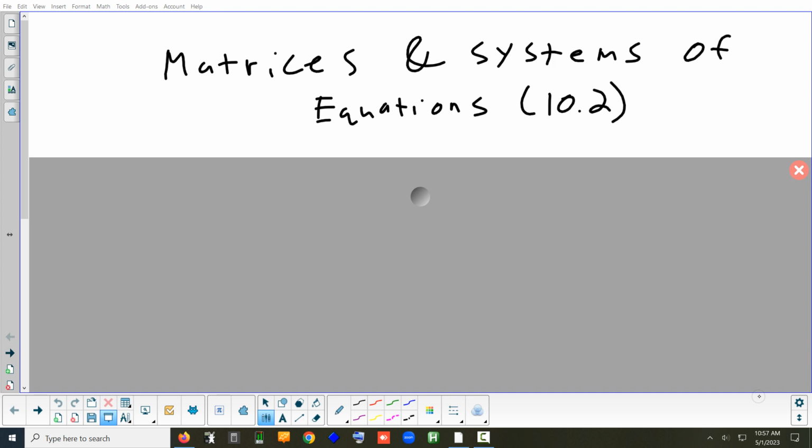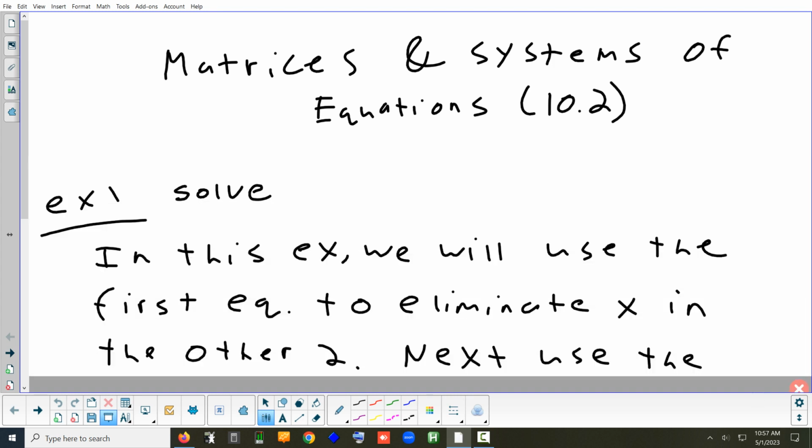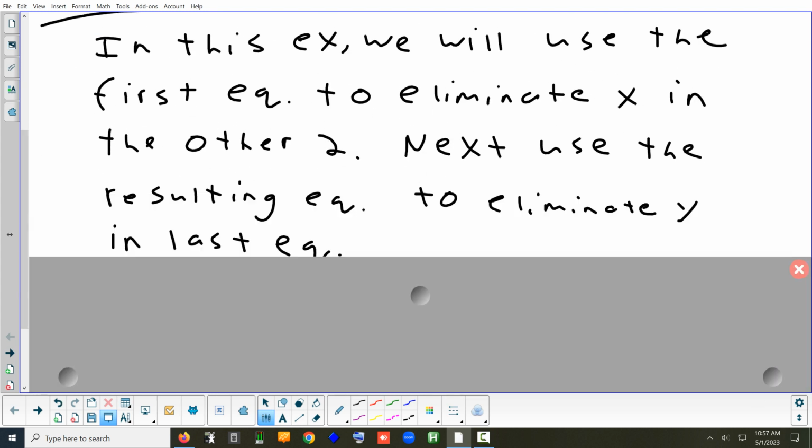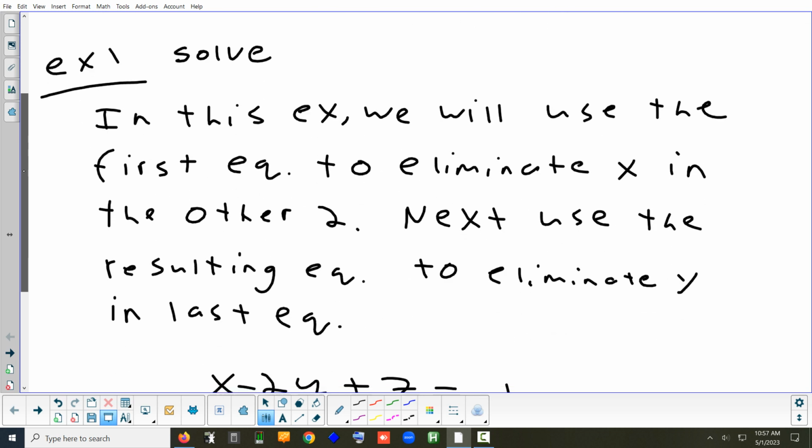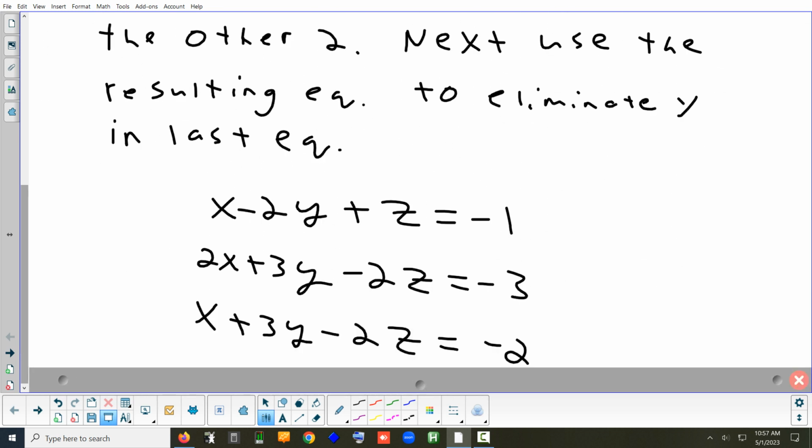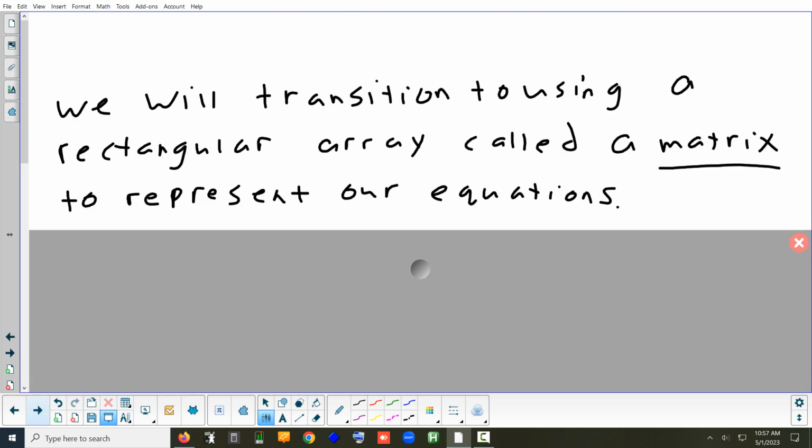No? Okay. So then we'll jump right into this. This would have been a review, so I'm going to skip this one. And we'll just start talking about what a matrix is. So a matrix is just a way of organizing information.